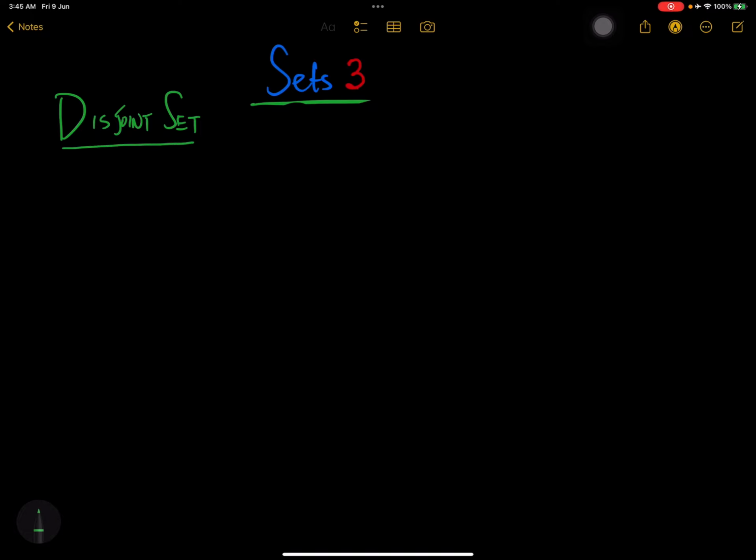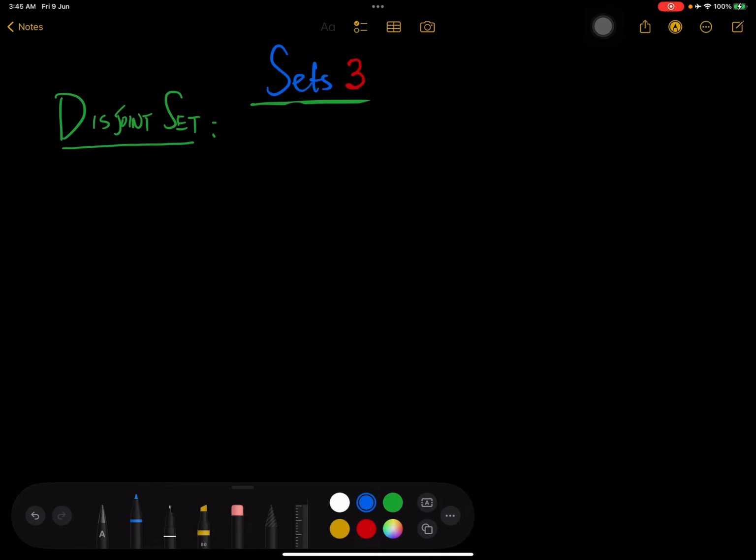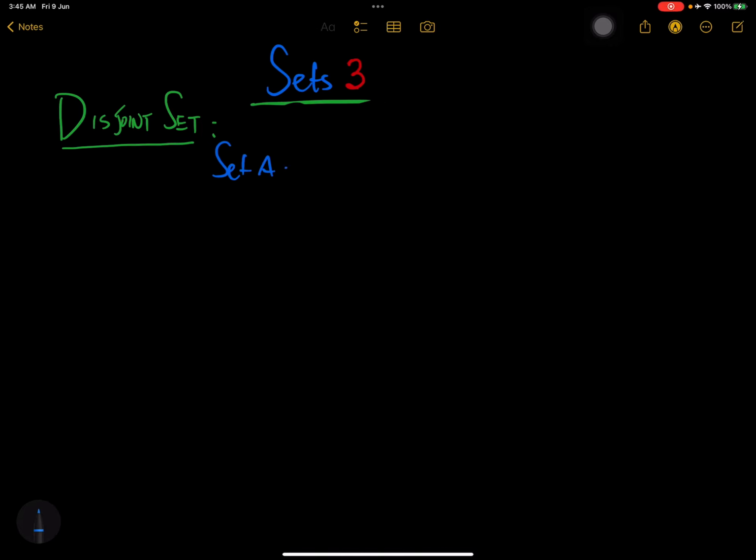A disjoint set. I'm saying that there are members that are not part of any other set. So let's say you have set A, and it contains the numbers 1, 2, 3, 4, and 5.